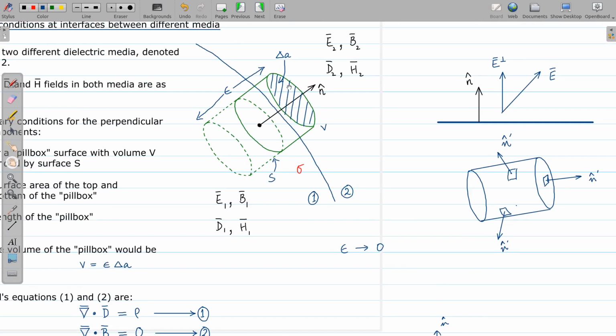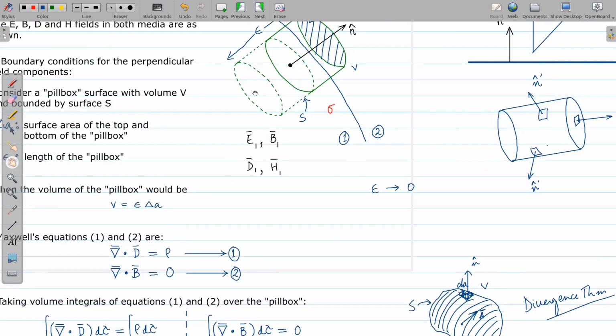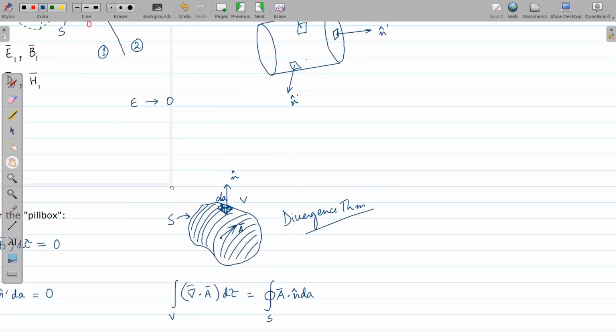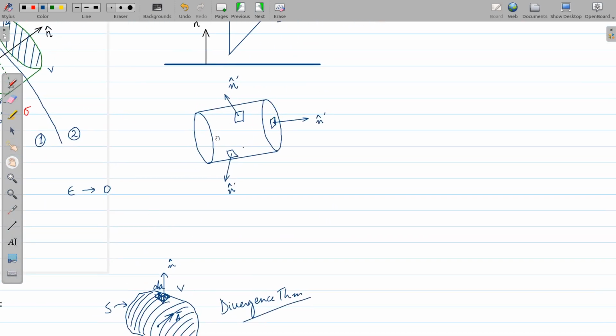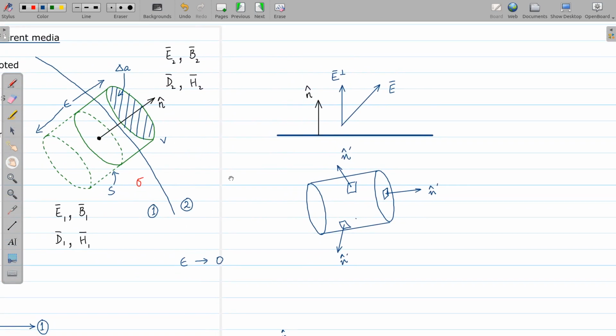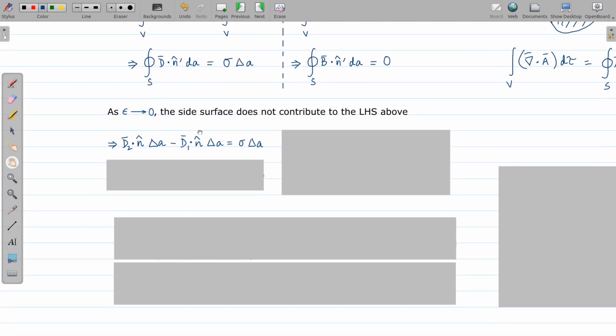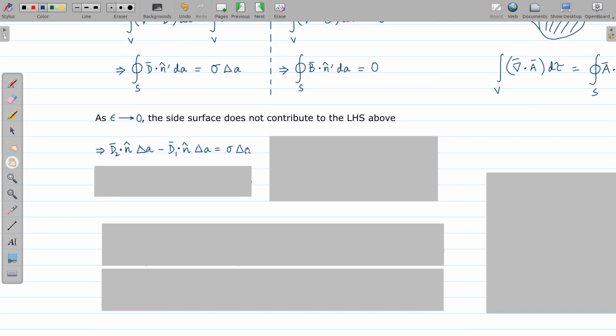So all I need to do is evaluate this dot product at the upper surface and at the lower surface. Taking into account the directions, we get d2 dot n cap into dA. Note that for the top surface, n cap prime is equal to n cap, and for the bottom surface, n cap prime is equal to minus n cap. That's why you get a minus sign over here, and this is equal to sigma delta A.